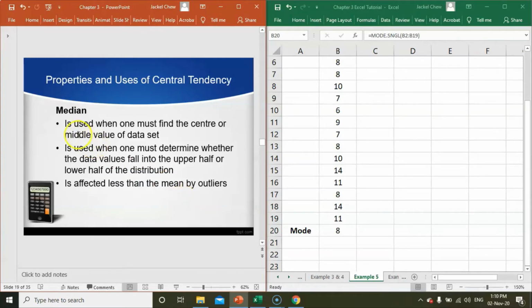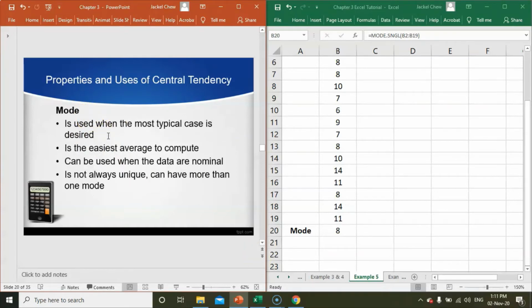Next, median. Median is used when we want to find the center or the middle value of the dataset. Usually, we use this median to determine whether the data values fall into the upper half or lower half of the distribution. And then, the median is affected less than the mean by outliers, meaning that the effect of outliers is lesser on the median.